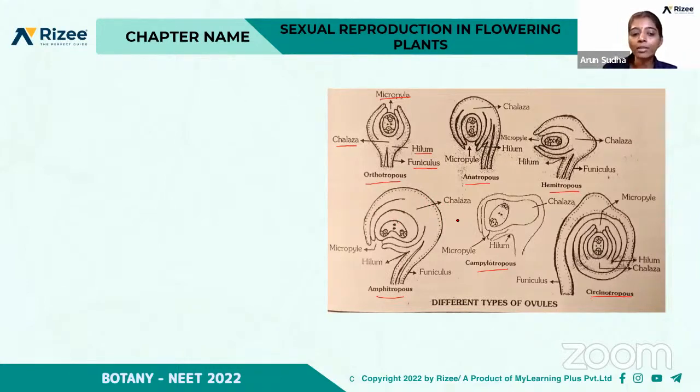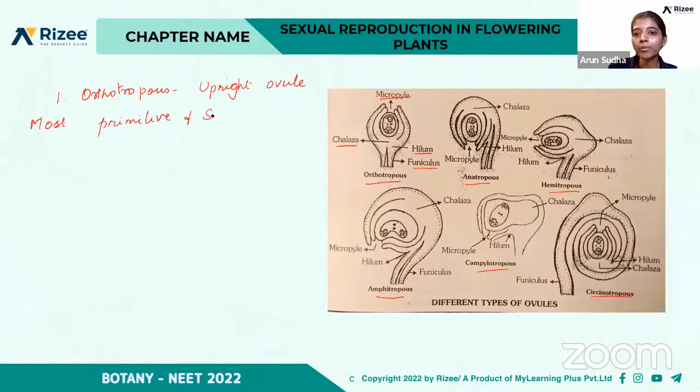So for example, if you take the orthotropous ovule, the first type is orthotropous. So what is the special feature of the orthotropous ovule? It is called the upright ovule. So if you take the structure here, the micropyle, chalaza, and hilum, everything will be in a straight line. So this is an orthotropous ovule. So all the position of micropyle, chalaza, and hilum will be in a straight line. And this is the most primitive and simplest type of ovule.